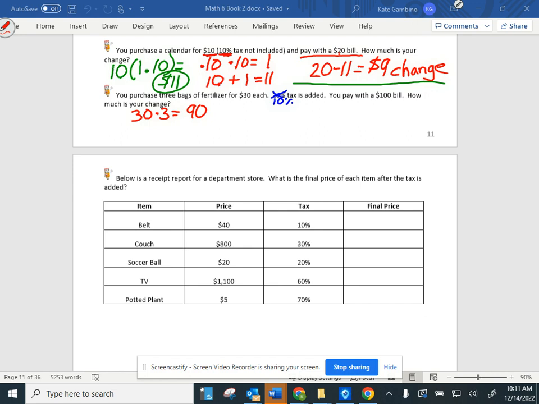Now we need to take that $90 and find out what 10% of it is for our tax. Aiden? You do 90 times 1.10. So what does that get me? How much is our total for the fertilizer with tax? Bennett? 9, right? You're close. You missed something. It's because you got it.